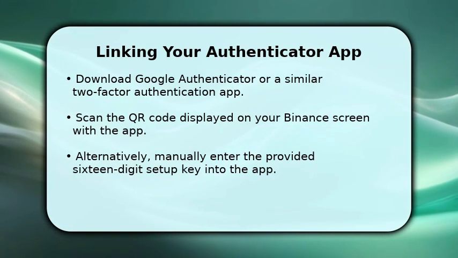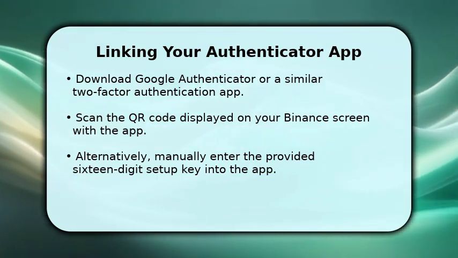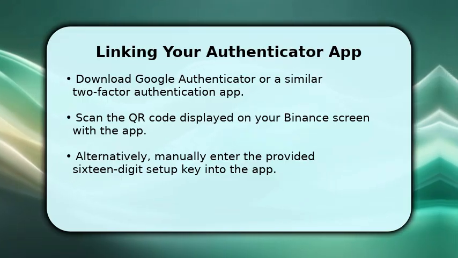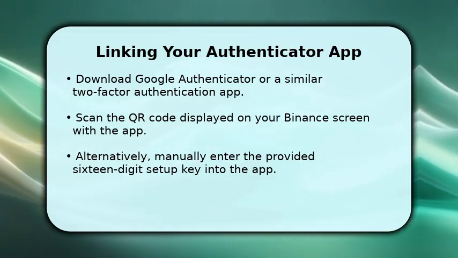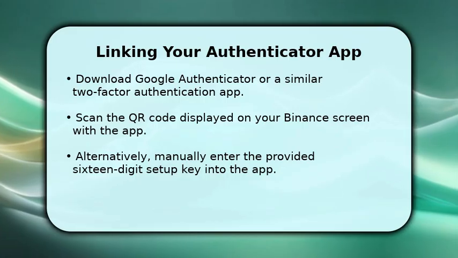Next, you'll need a two-factor authentication application, such as Google Authenticator, installed on your smartphone. Binance will present you with a unique QR code. Open your Authenticator app and use its scanning feature to capture this code.